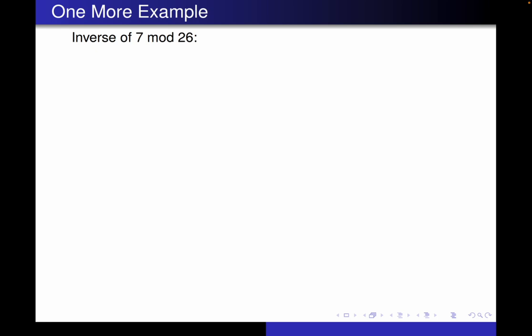So now we're going to find the inverse of 7 mod 26. This one's a little bit more applicable to us because we like finding inverses mod 26 when we do our encryption and decryption.